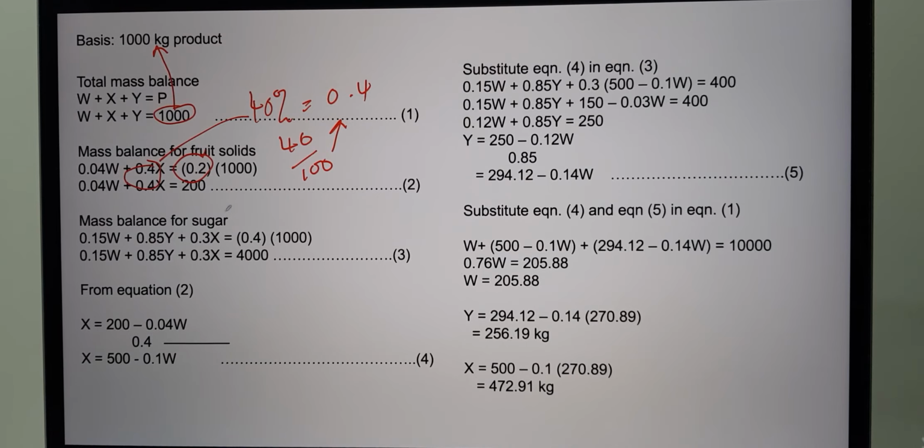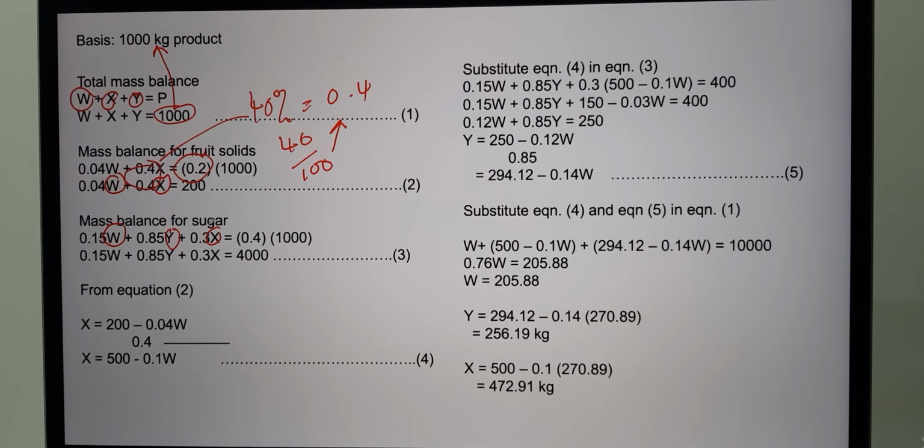Okay, and then mass balance for sugar. This one is 0.15. Okay, can you see that? For total mass balance, we have 3 unknowns, W, X, Y. Okay, and then for fruit solids, we have only 2 unknowns, W and X. But for sugar, again, we have 3 unknowns. So basically this one is quite difficult because we have 2 equations with 3 unknowns and only 1 equation with 2 unknowns.